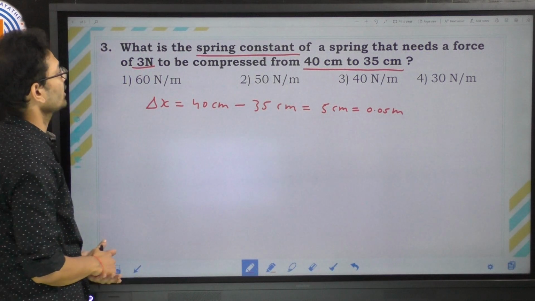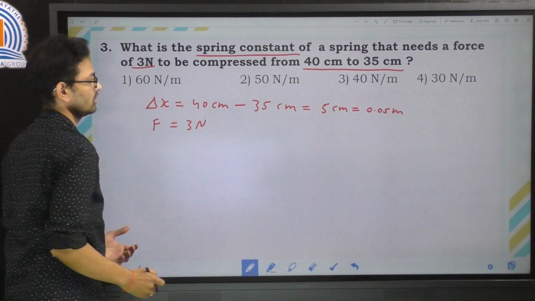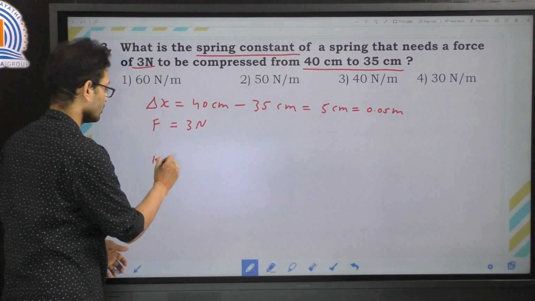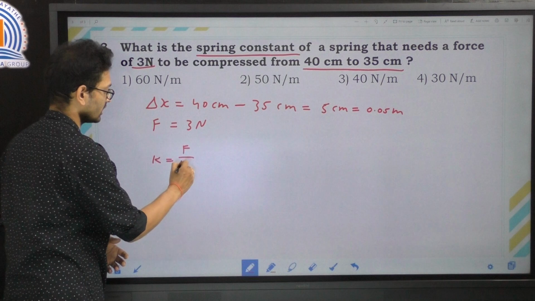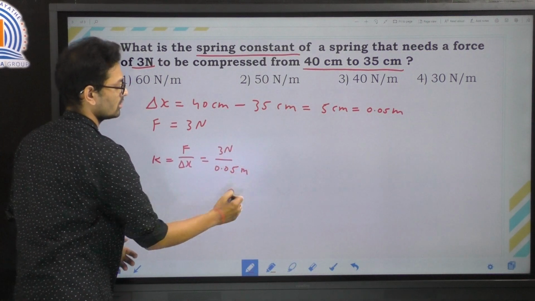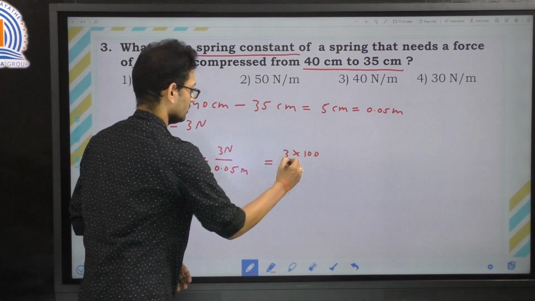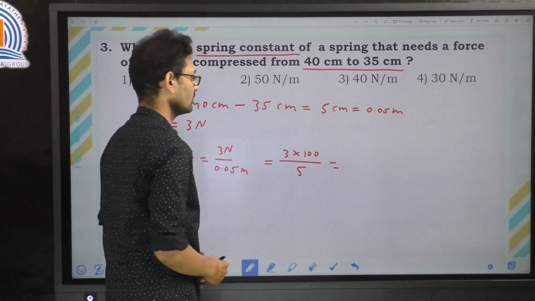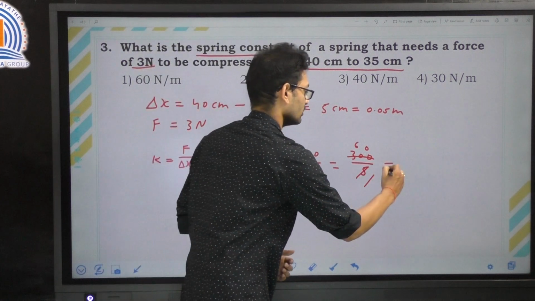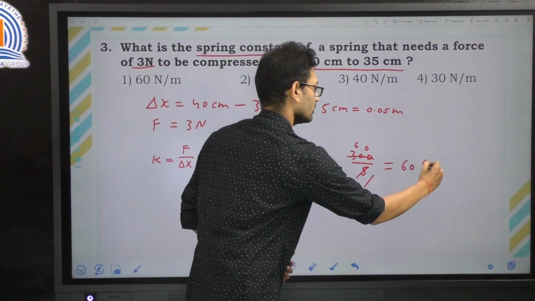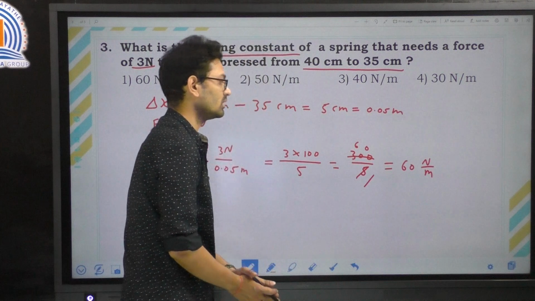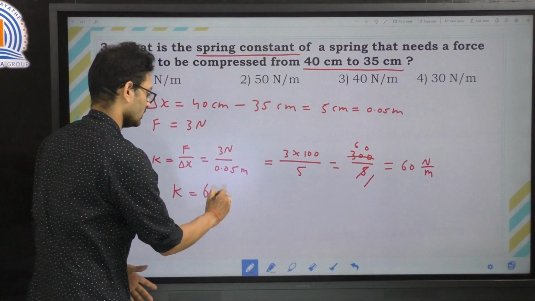Now force is also given. He has applied the force of 3 newtons. So now, what is the spring constant of a spring that needs a force of 3 newtons? So you have to find K. How do you find the K value? F by delta X. What is your force? 3 newtons. What is your delta X? 0.05 meters. Just substitute it. 3 into 100 by 5, that's nothing but 300 by 5, which is 60. Newton as a unit of force and meter as a unit of change in length. So you are going to get 60 Newton per meter. So K value is going to be equal to 60 Newton per meter.